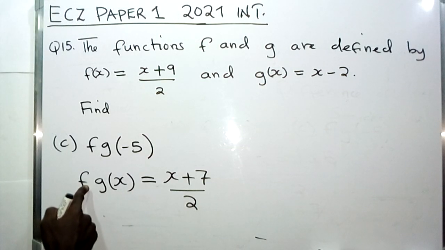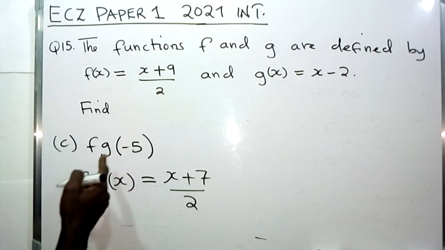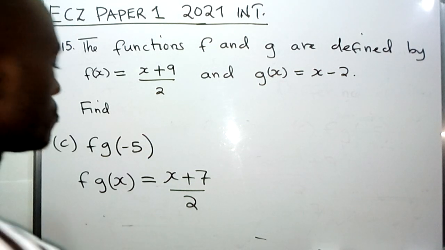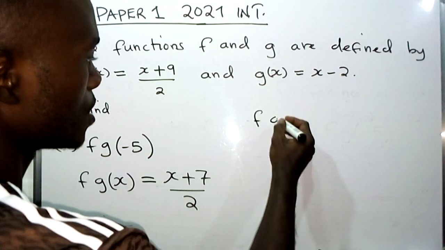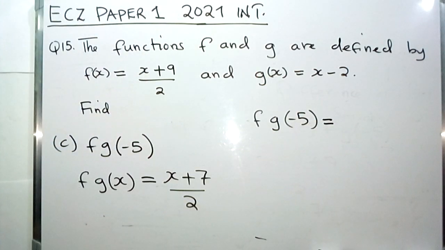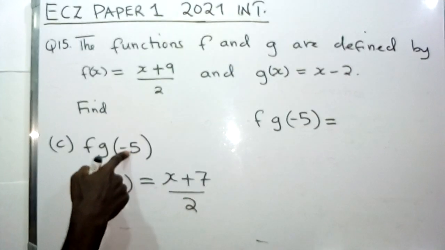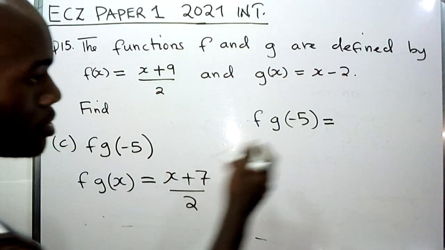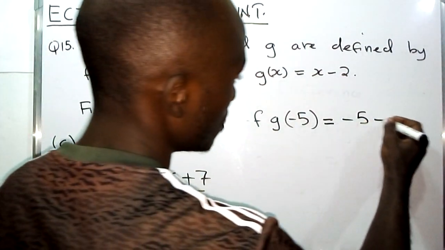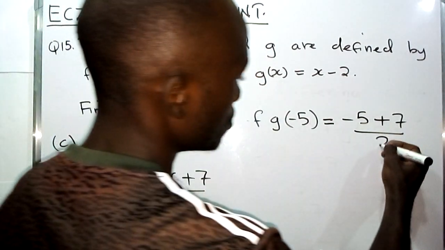Since fg of x is equal to x plus 7 over 2, to find fg of negative 5, all we have to do is simply replace. So fg of negative 5 will be equal to, instead of writing x here, I'll replace it with this negative 5. So this negative 5 will go and replace x. So it will be negative 5 plus 7 over 2. The denominator will just be 2.